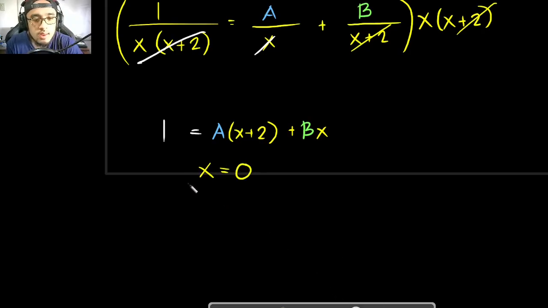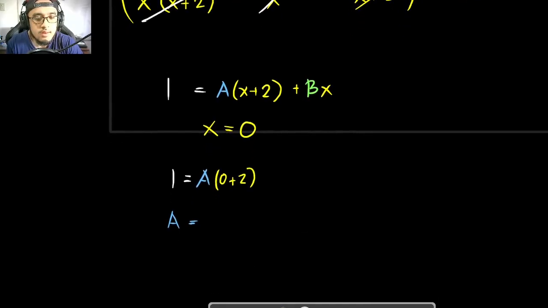So why am I doing this? I am doing this to get rid of our value for b, because if we substitute x equal to 0, then this term right here would be multiplied by 0. Thus, this is to be removed. So from that, solving for a, 1 is equal to a times 0 plus 2. Solving for a, this is now equal to 1/2. So this is your value for a.